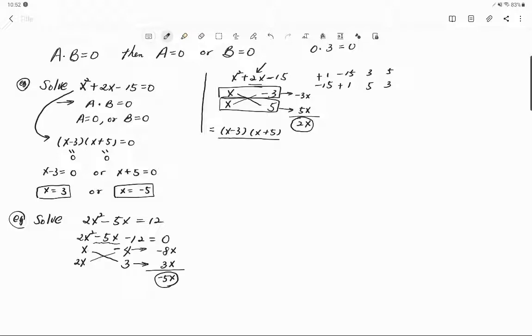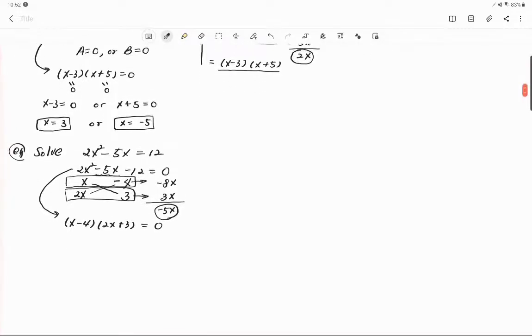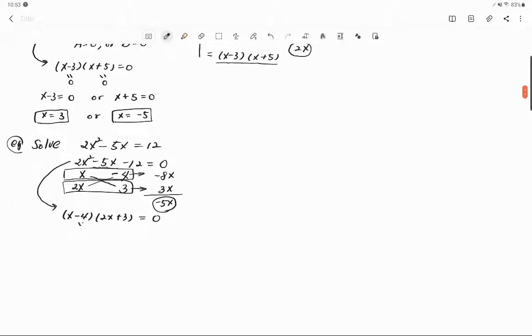So this trinomial becomes the product of the first line and the expression in the second line. So if we rewrite it, it looks like this: x minus 4 times 2x plus 3 equals 0. So using the same information, we will set each factor equal to 0 so that we can find the value of x. So set the first binomial equal to 0, or we can set the second binomial equal to 0 to find x.